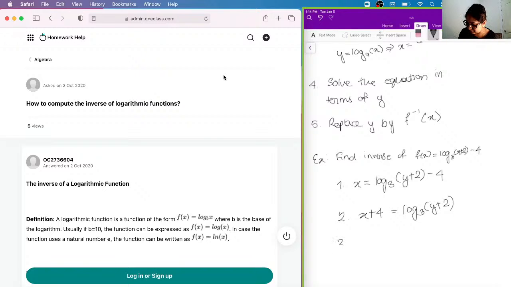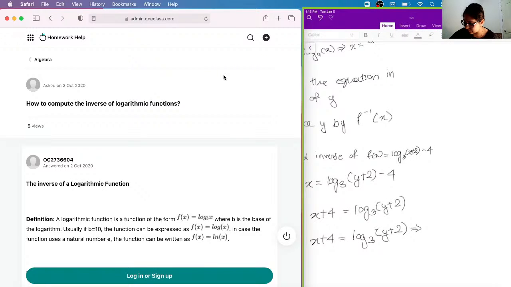So the third step would be to convert this log function into an exponential function. So you have x plus 4 is equal to log base 3 of y plus 2. If you recall, you would want to express this as an exponential function. You would do it like this: a to the power of y equals x, which is x plus 4 in this case. This is coming from y is equal to log base a of x, so x equals a to the power of y, right?